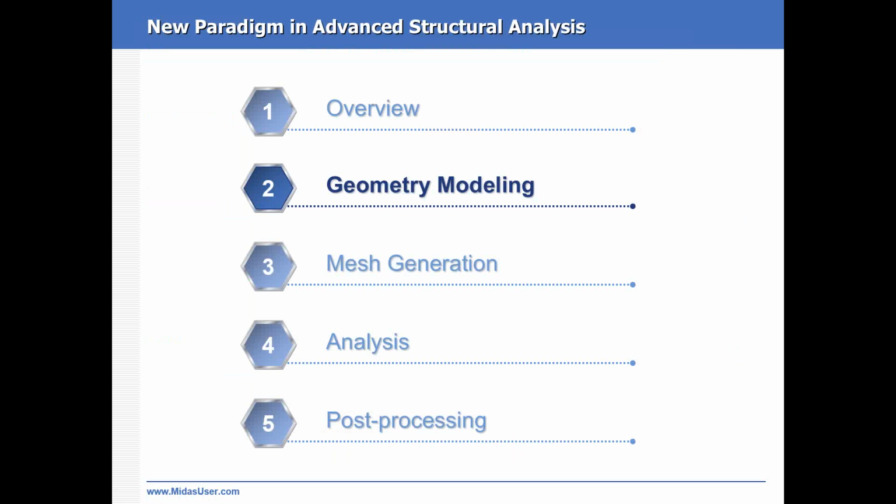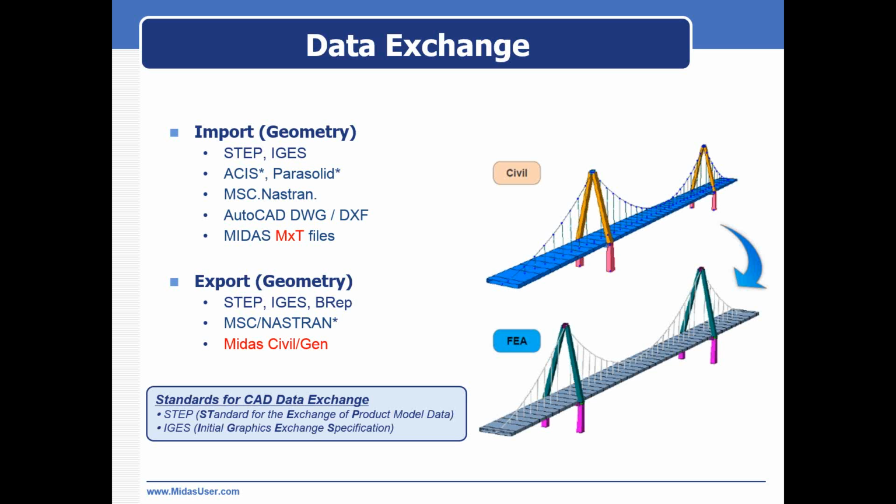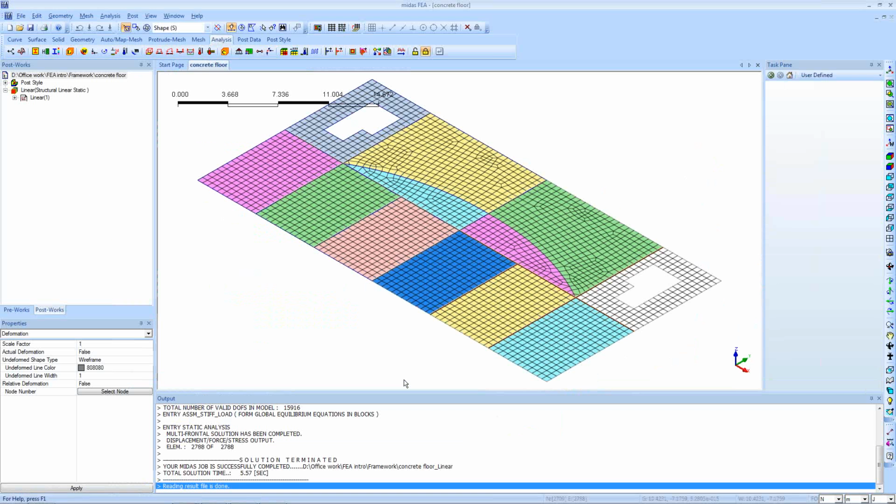Next is the geometry modeling. Now we'll take a look how geometry modeling in FEA is helpful to the engineers. When it comes to modeling, engineers are always looking for data exchange. That means import and export. Let's see all these features in the software itself.